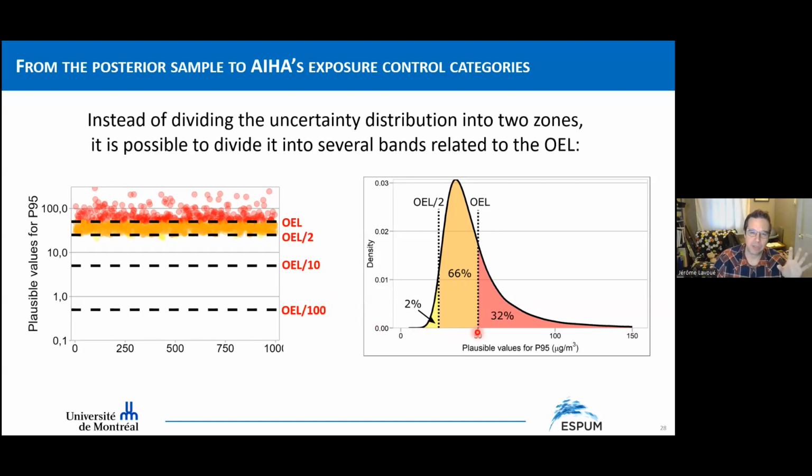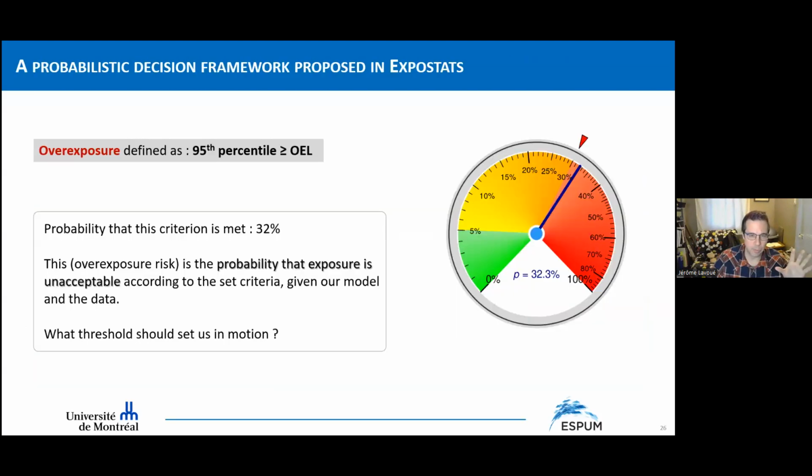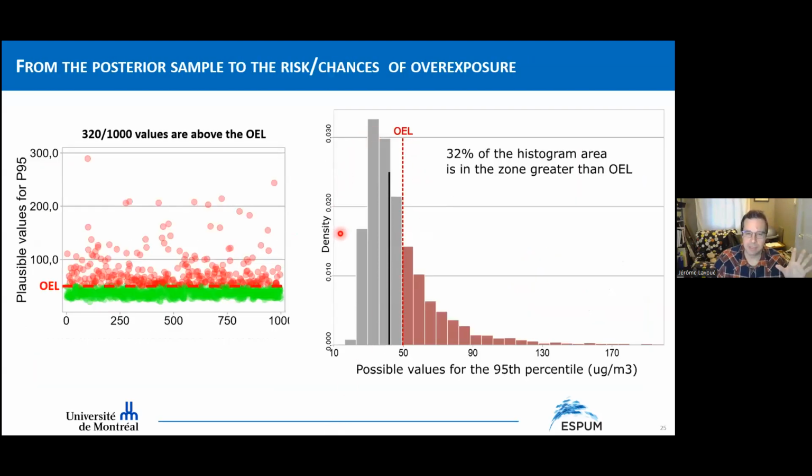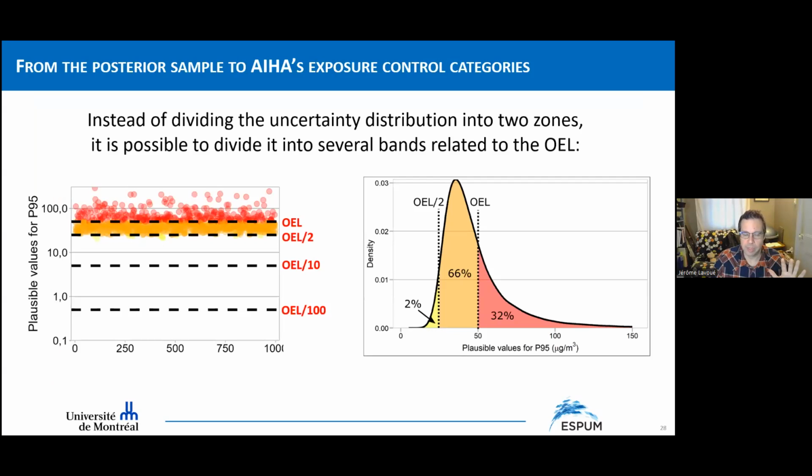So the way it works is that you see here, we split the uncertainty distribution in two parts, the part where the 95th percentile is above the OEL and the part where it's below. So just a two-part separation. Nothing prevents us from splitting the uncertainty distribution in more parts. So this is what I did here.